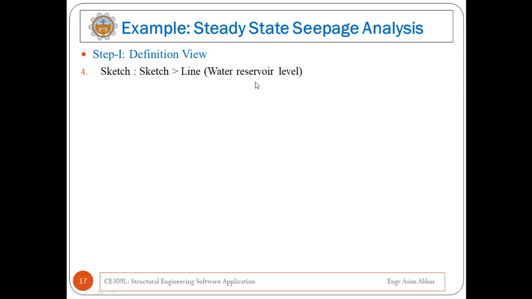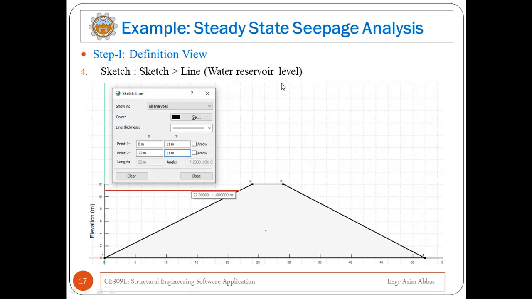I will sketch water reservoir level, right? Again by using the line command of sketch, right? And I will enter the line x and y coordinates here to draw water reservoir level.